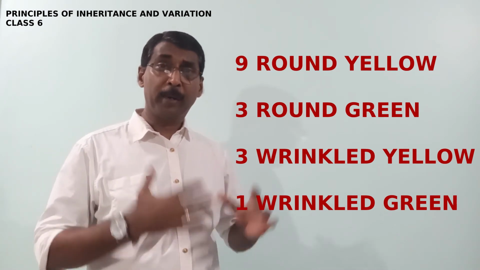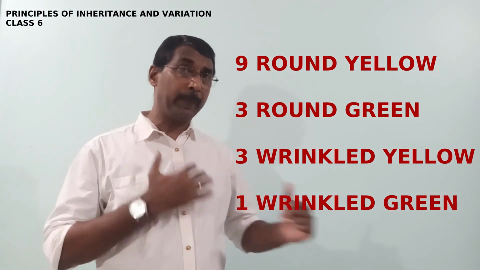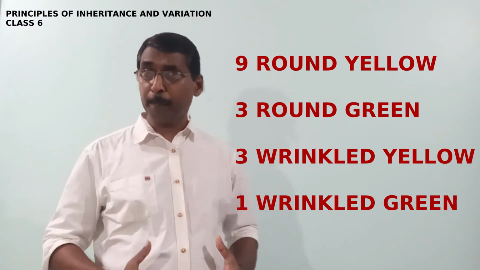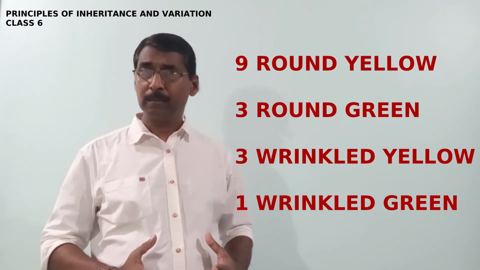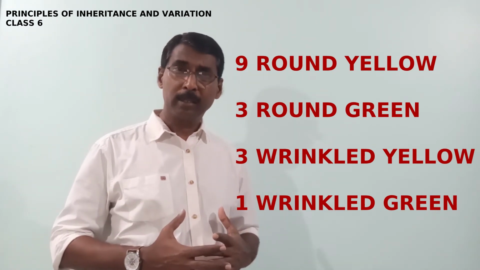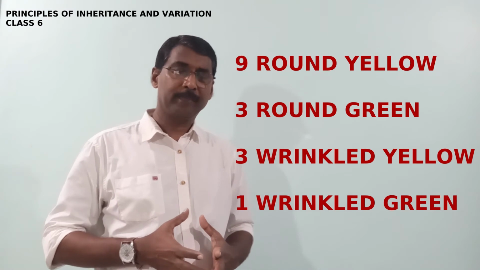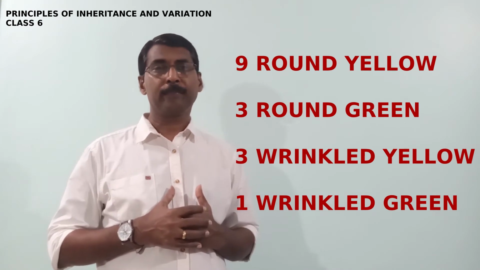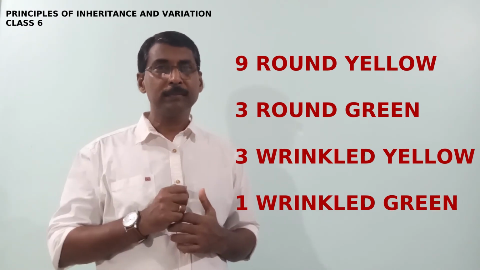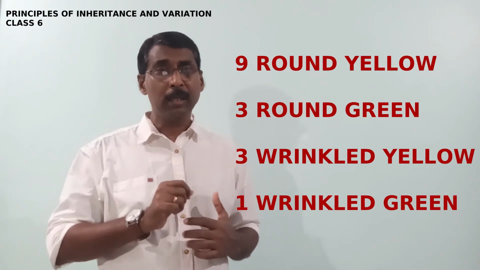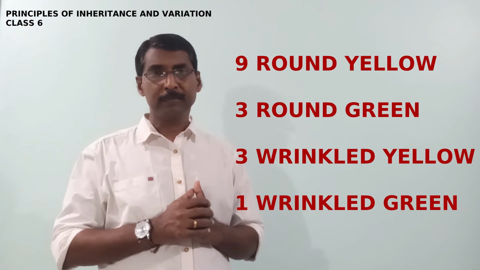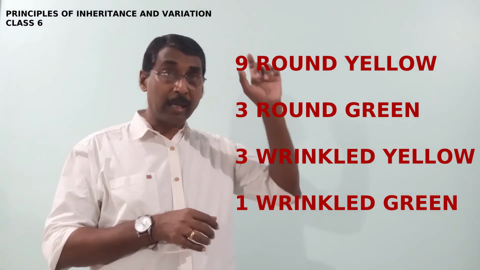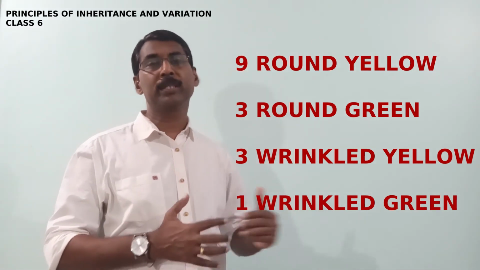But apart from the parental combination, this we call the parental combination, resembling the parents. So the 9 part of the total progeny were just like one parent. This is the parental combination, round yellow. And the 1 plant is like the other parent. That is also a parental combination.